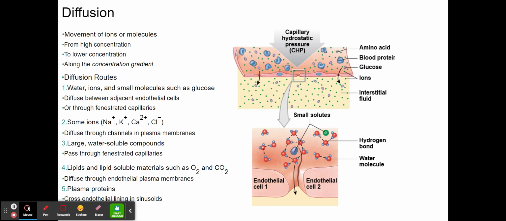4. Lipids such as fatty acids and steroids, and lipid-soluble materials, including stable soluble gases such as oxygen and carbon dioxide, can cross capillary walls by diffusing through the endothelial plasma membranes. And 5. Plasma proteins are normally unable to cross the endothelial lining anywhere except in the sinusoids, such as those of the liver, where the plasma proteins enter the bloodstream.